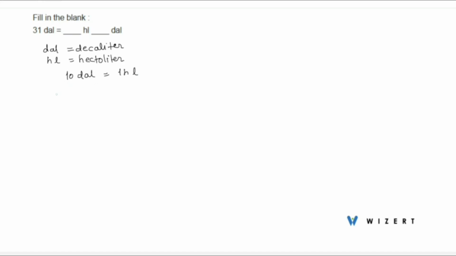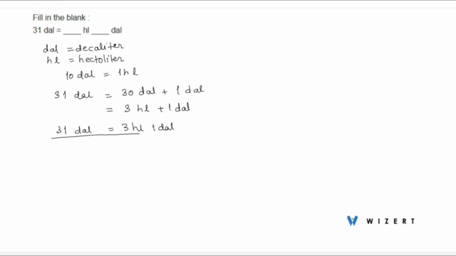With this knowledge, let's try to write 31 DAL as 30 DAL plus 1 DAL, because we need a multiple of 10 here in order to convert to HL and DAL. So this can be written as 3 HL plus 1 DAL. So 3 HL 1 DAL. We can write 31 decaliter as 3 hectoliter and 1 decaliter. So this is the answer.